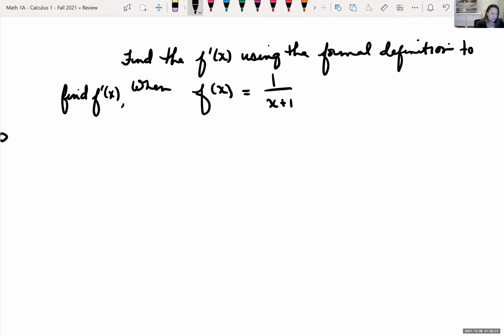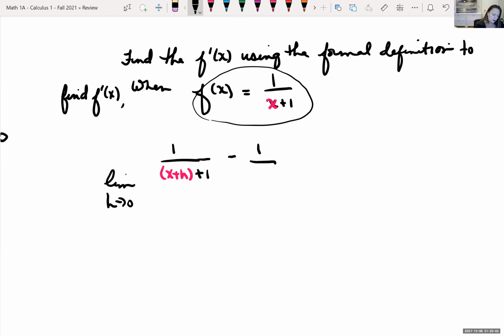Okay, so we're going to look at the limit here as h is approaching 0 of 1 over x plus h plus 1, so we're going to plug in x plus h wherever we see an x here, minus f of x. Well, this is our f of x term. So minus 1 over x plus 1, all over h. If you went in and did your direct substitution, you will get 0 over 0. And so that's not helping us right now. That's an indeterminate form and it doesn't tell us anything.